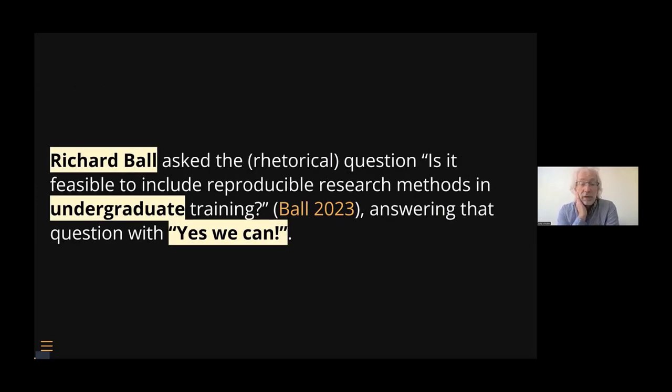So in a paper, originally a webinar somewhat like this one, I had invited Richard Ball from Haverford, whom you might know from educational materials called the Tier Protocol about reproducibility. He asked the rhetorical question, is it feasible to include reproducible research methods in undergraduate training? And his answer in the title of the paper was, yes, we can.